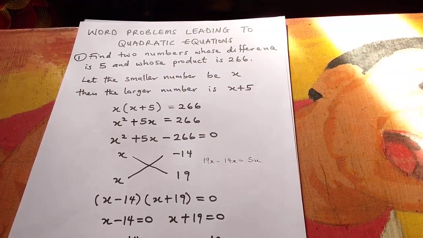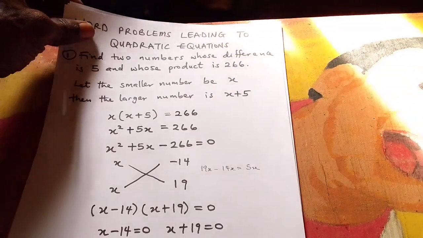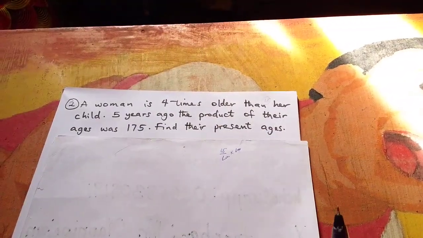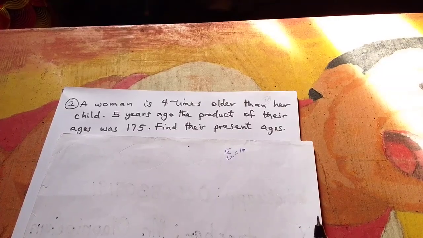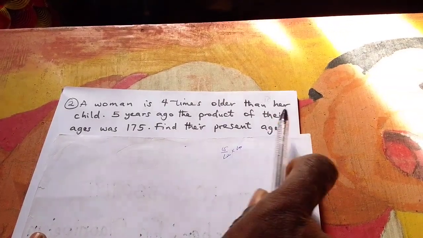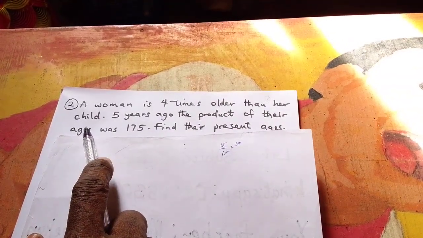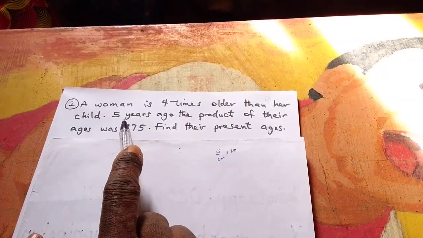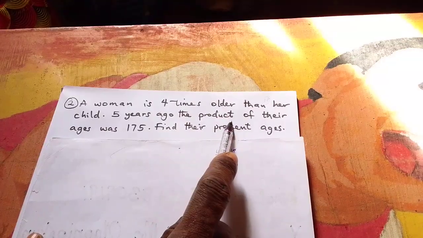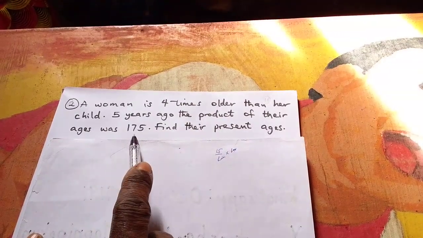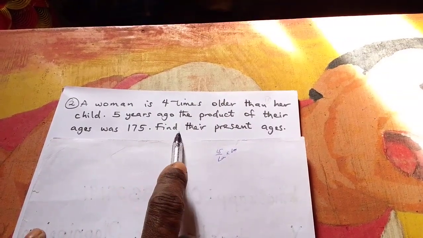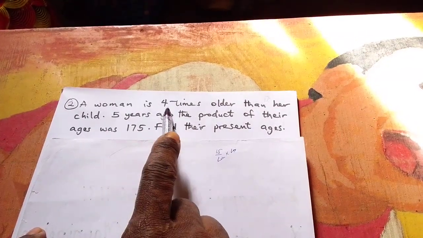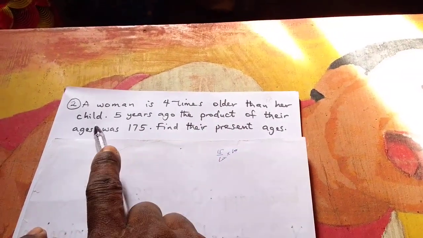So now let's look at another question. We are told that a woman is 4 times older than her child. 5 years ago, the product of their ages was 175. Find their present ages.